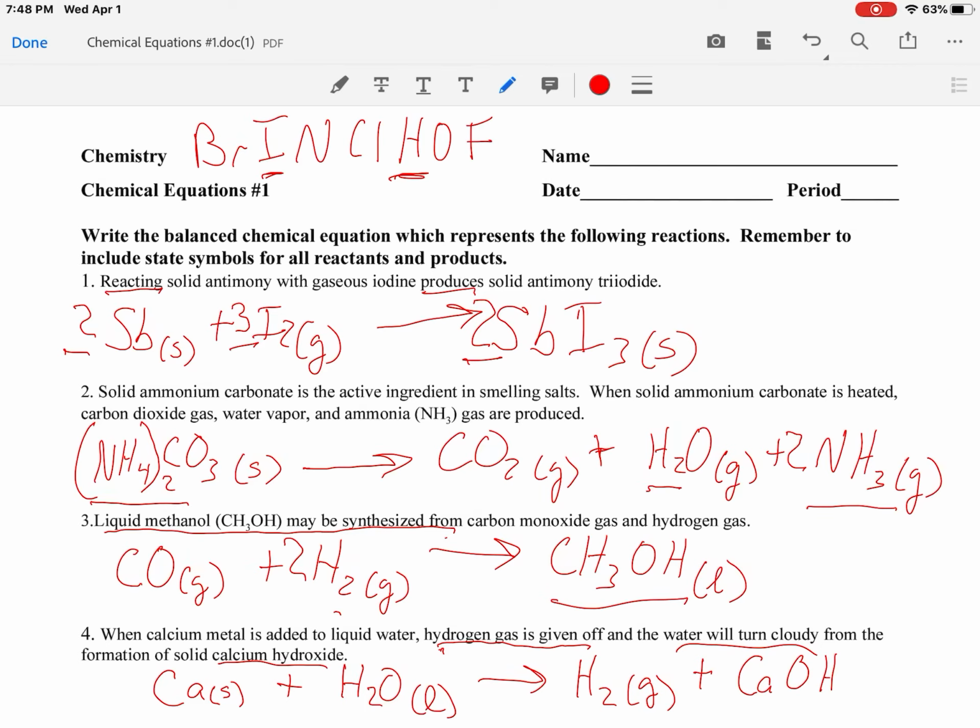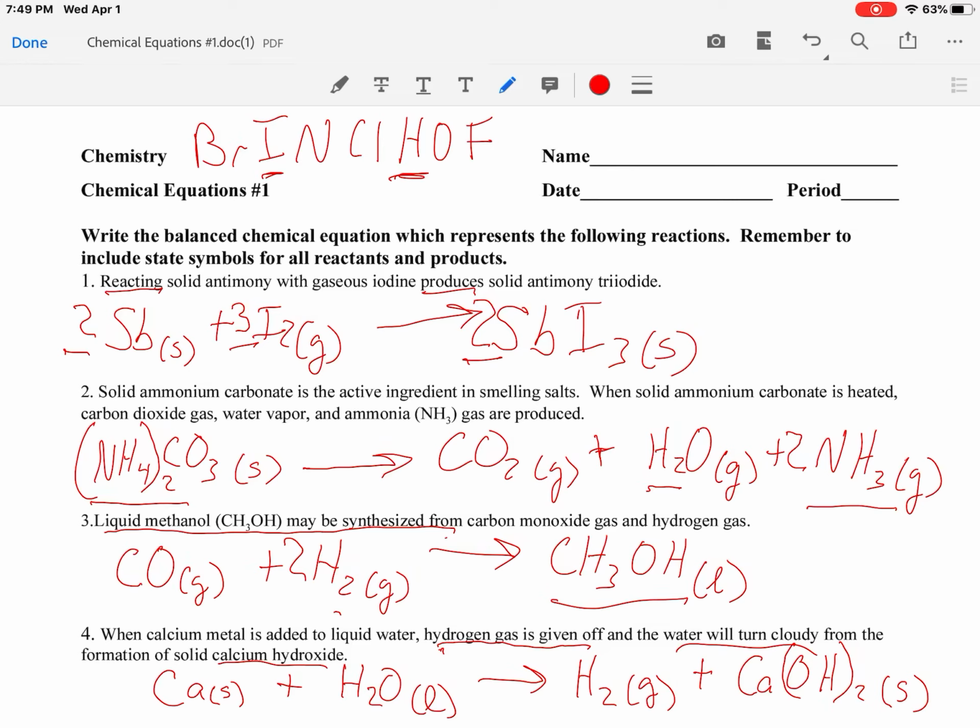Calcium is a +2 charge. The OH, the hydroxide here, is a -1, so that means we need 2 of those, which means we put that in parentheses and put a 2 outside. And then that is solid calcium hydroxide. The 2 outside the parentheses here, remember, means 2 oxygens and 2 hydrogens with that calcium hydroxide.